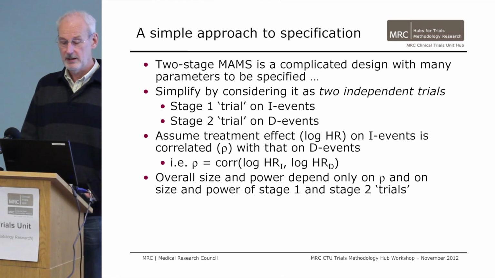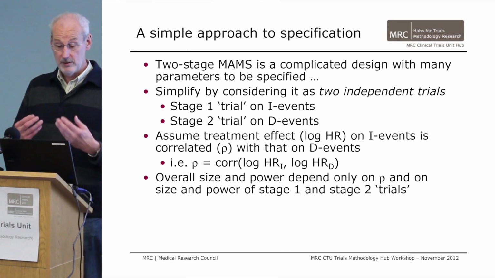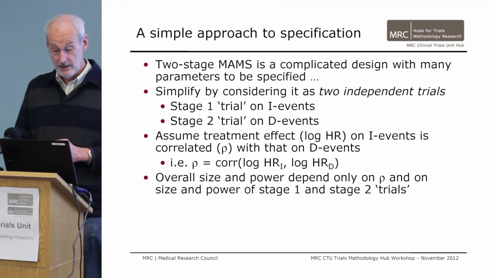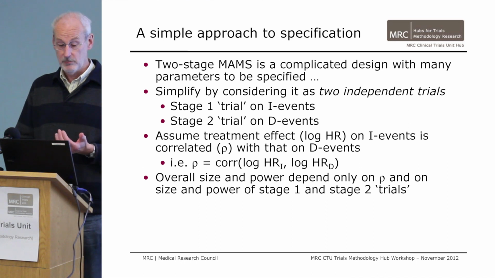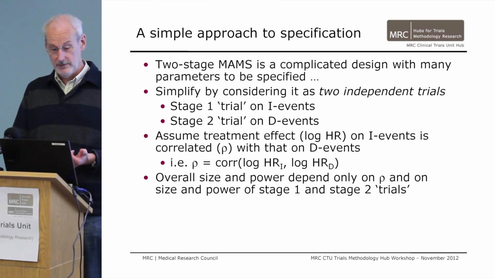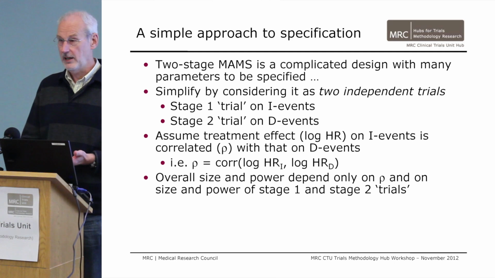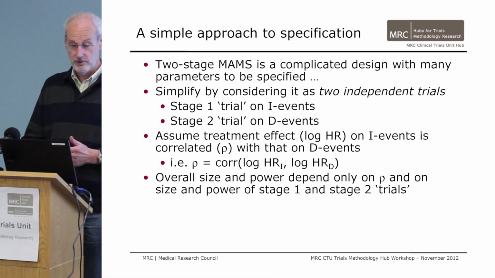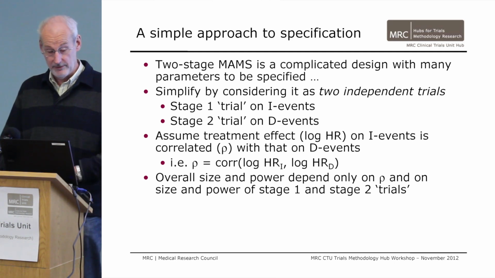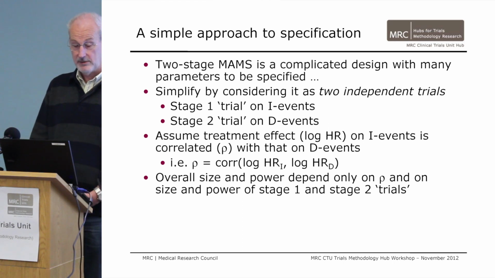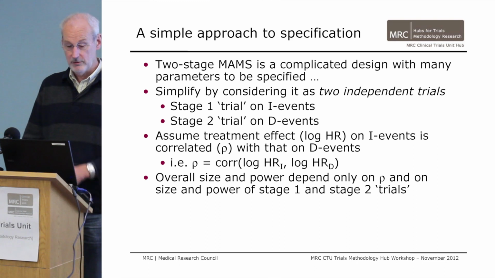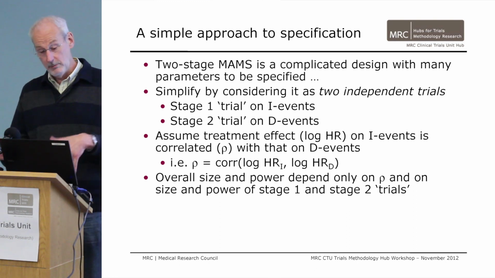It took me some time to realise actually what we needed to do was to simply take it as though there were 2 independent trials being designed here. One stage 1 trial and one stage 2 trial. The stage 1 trial is worked on the I events, the intermediate ones, and the stage 2 trial is designed on the definitive events. And if you work through that, that turns out to be quite a convenient and understandable way of doing things, because it's familiar, but also it can be worked with.